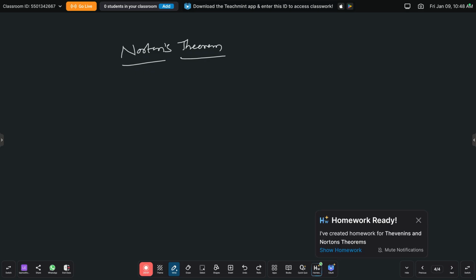By taking an example, you will clearly understand the difference between Thevenin's theorem and Norton's theorem, and the procedure for how we can apply Thevenin's and Norton's theorems.